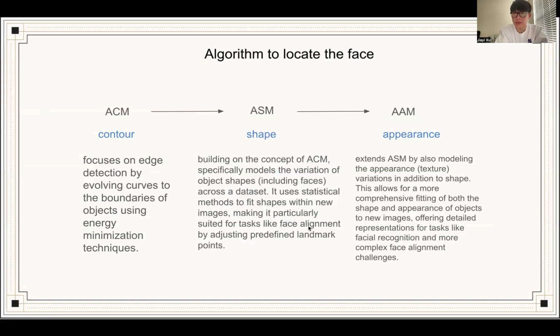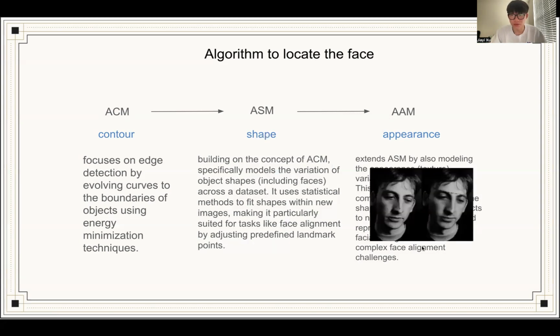And the AAM takes the appearance into account, and it's built exactly on the ASM model. This allows for more comprehensive fitting of both shape and appearance of objects to new images, offering detailed representation for tasks like facial recognition and more complex face alignment challenges. For example, detecting the faces and detecting where our eyes are, where our nose is, and what it looks like is everything ASM can do.